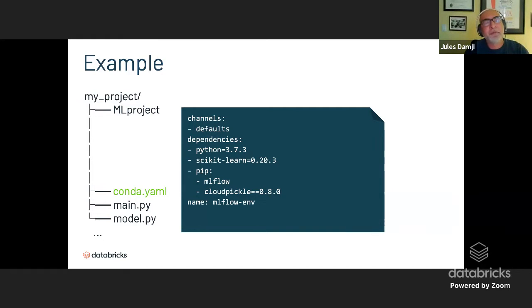So MLflow project, in essence, is nothing but a directory structure that captures what it requires for you to create a particular model. So that, essentially, is what an MLflow project is. And once you have that, you can put it in the Git repository publicly and share it with other people as well.